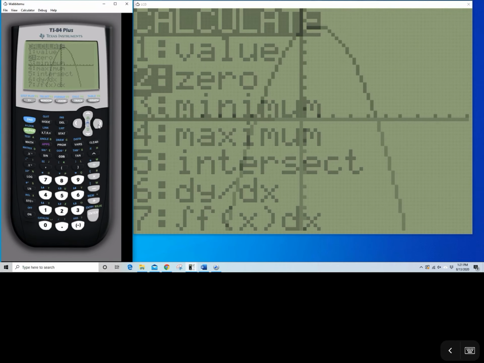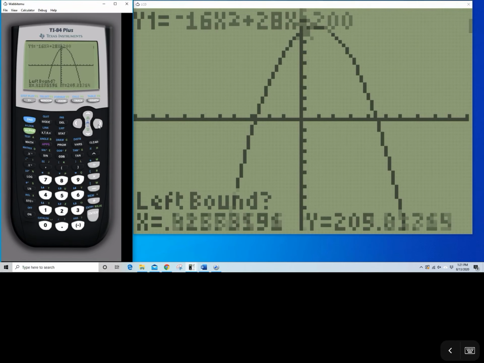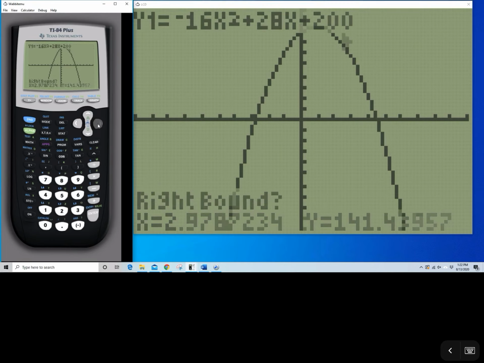We don't need to find this one because this was a word problem. We're only interested in time that's positive, not time that's negative. So then we go to second, calculate, we pick option 2 for 0. We do the same thing that we have been doing, which is we want to move the cursor so that it's closer to the x-intercept, but still to the left side of the x-intercept. I'm getting closer here. I'm going to go ahead and press enter.